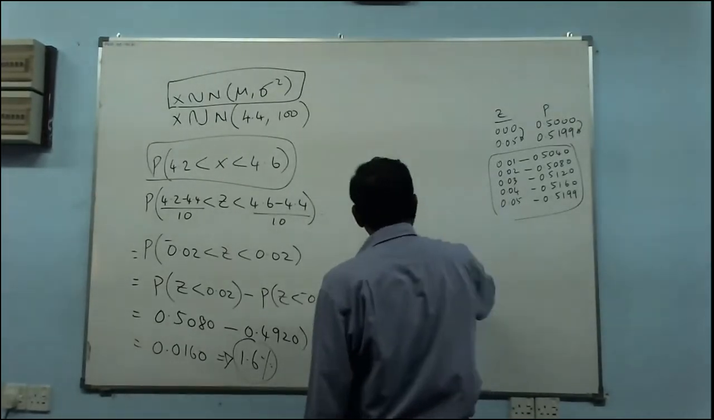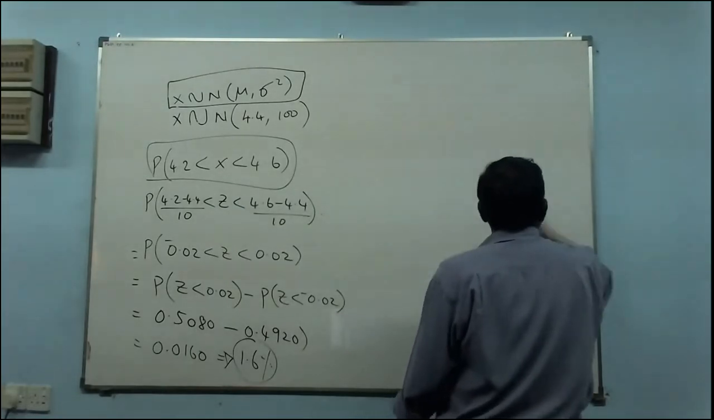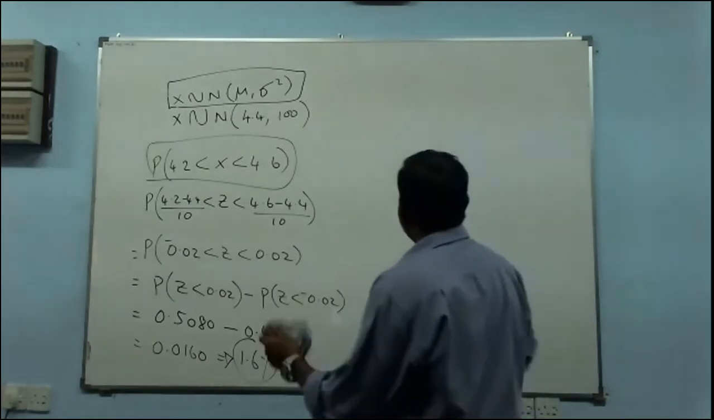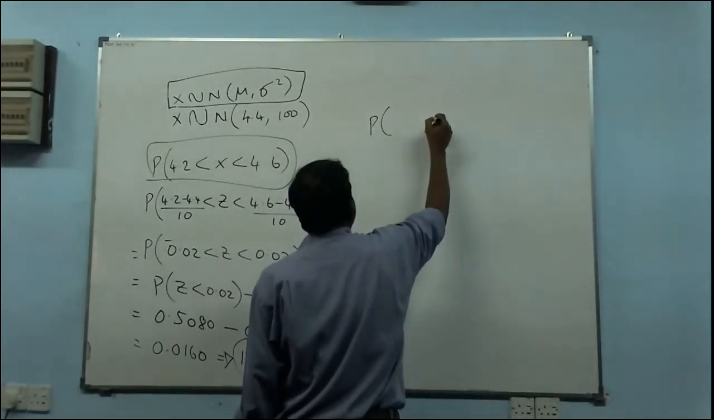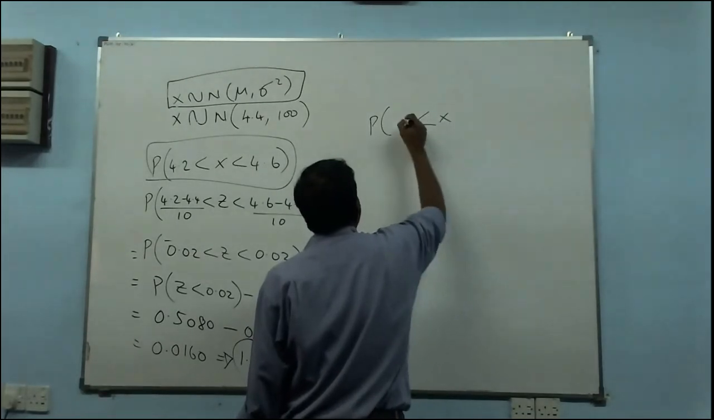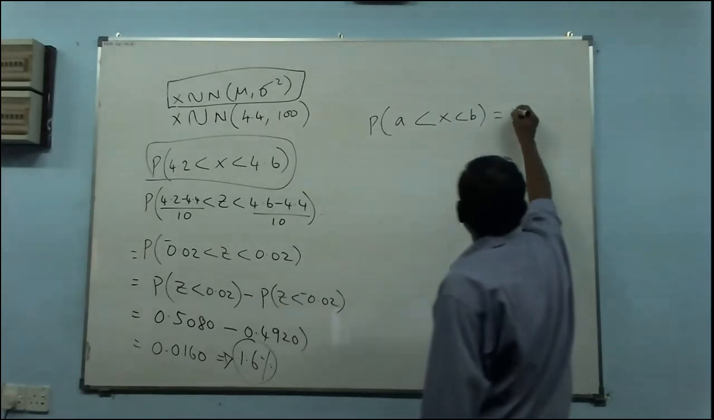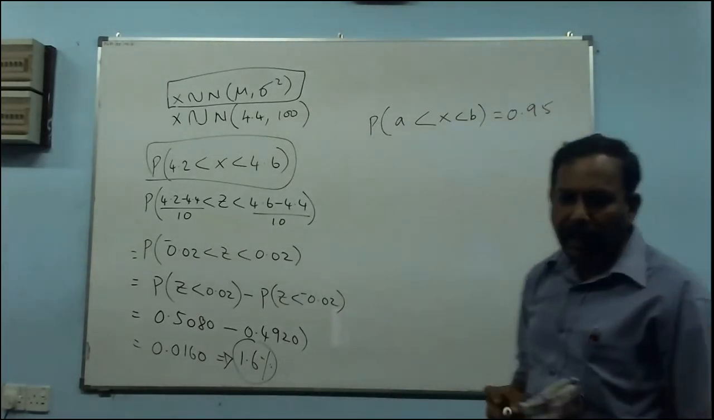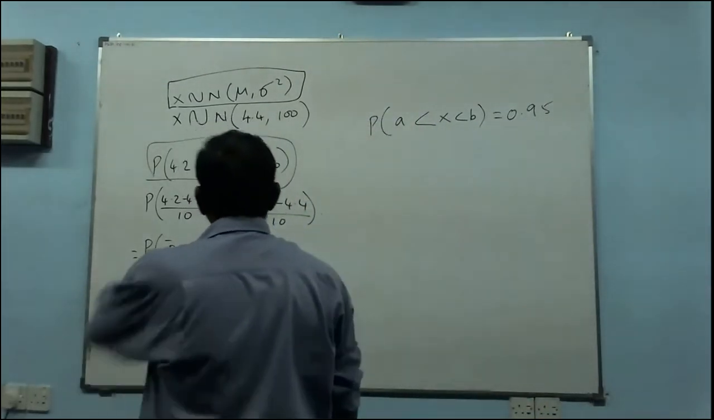Any questions? Right. This also, probability, we will do this also: probability of X between A and B, where the probability is, let's say, 0.95. Find out the value of A and B in the same example.